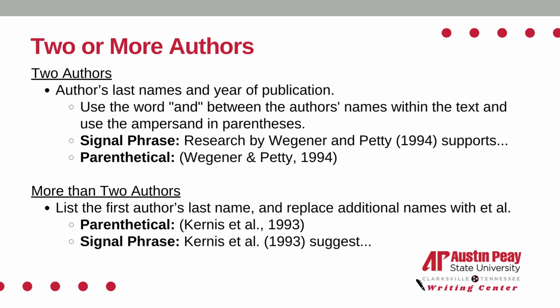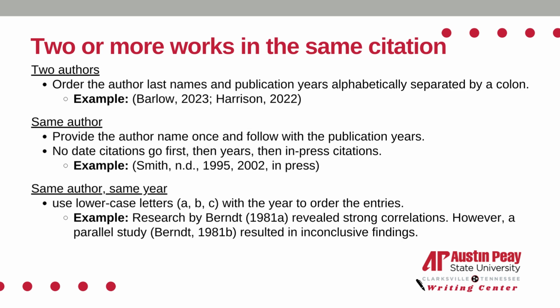When citing two or more works by different authors within the same citation, order the author last names alphabetically first and then the publication years after, separated by a semicolon. When citing two or more works by the same author within the same citation, provide the author name once and follow with the publication years. No-date citations go first, then years, then in-press citations.